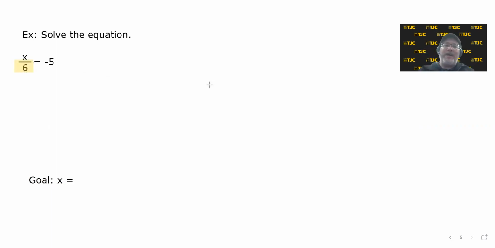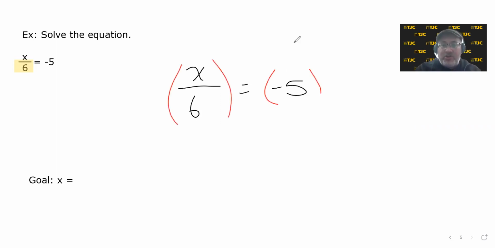Now, why focus on that? Well, we're allowed to do the same thing to both sides of the equation, a couple of exceptions involving the number 0, but we want to do something to counteract the action of dividing by 6. So what is the opposite of dividing by 6? Of course, the answer is multiply by 6. So our move is going to be to multiply both sides of this equation by 6.